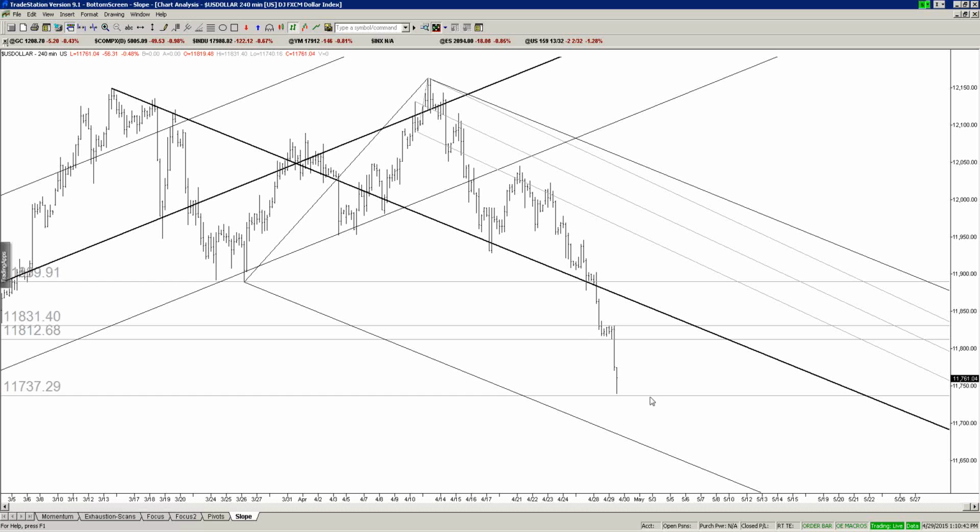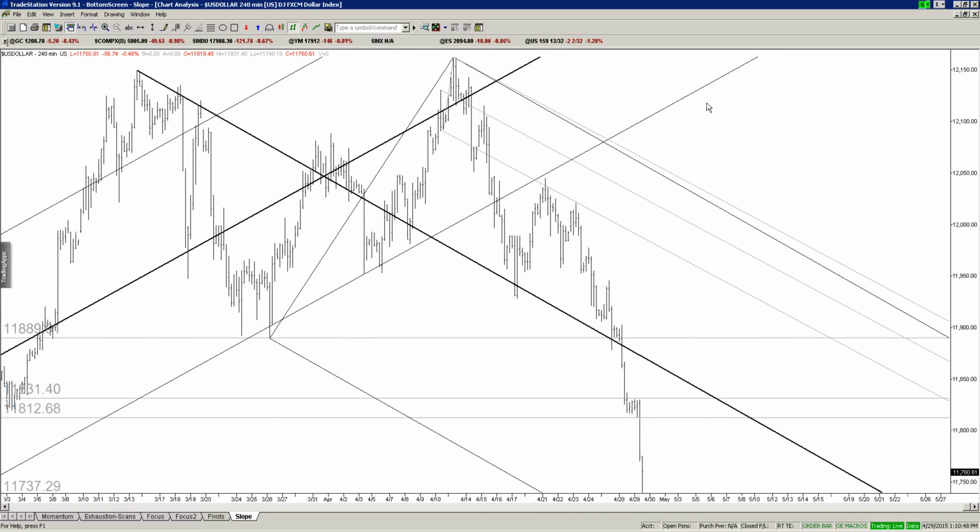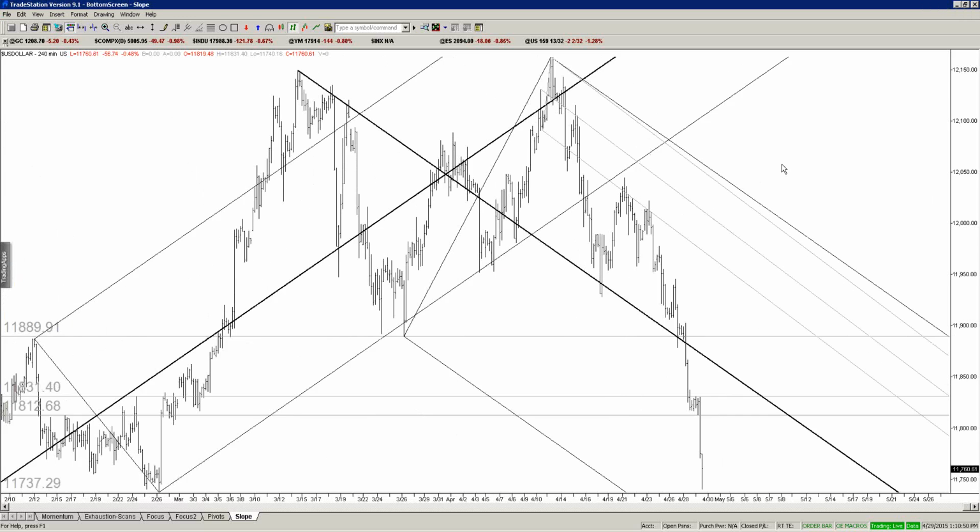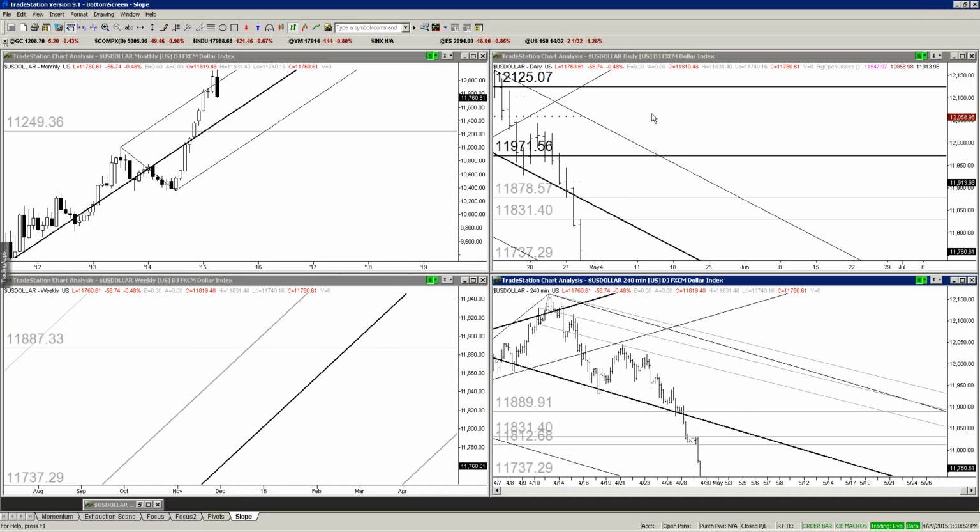It's all about breaks, retests, et cetera, et cetera. So there's still going to be plenty of opportunity to play dollar weakness here moving forward. All right. Okay. Just concentrate on that median line. It's really the best advice I can give at this point.